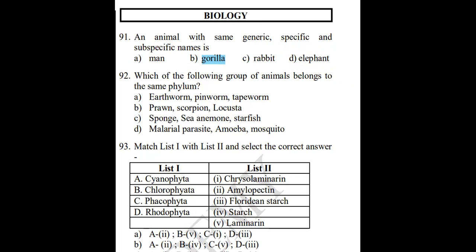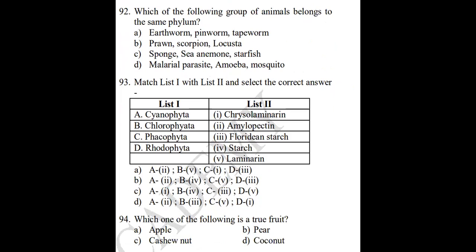Which of the following groups of animals belong to the same phylum? Let's see. Earthworm belongs to the phylum Annelida, right? Pinworms and tapeworms belong to Aschelminthes. So this is Annelida and this is Aschelminthes, so they are all different phyla. So this cannot be the option.